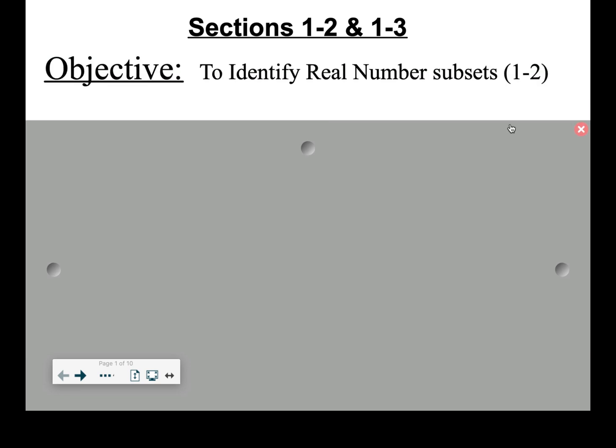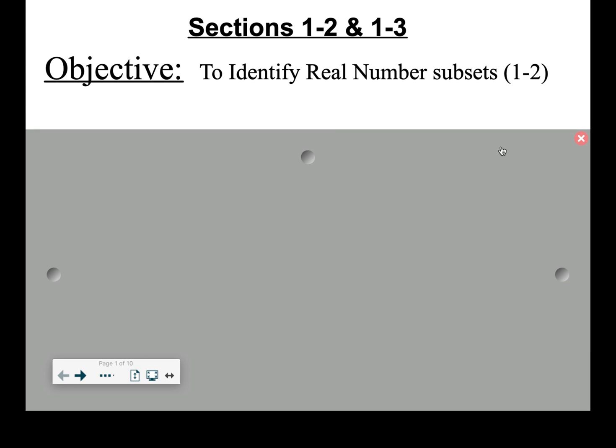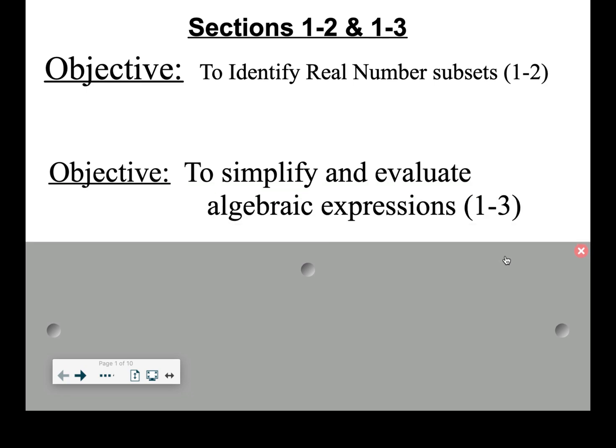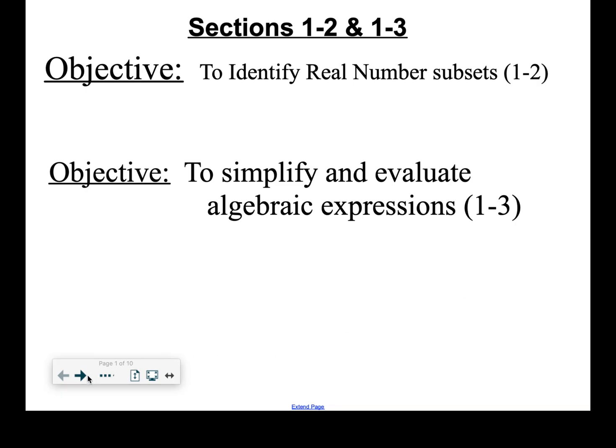So objective number 1 is we're going to try to identify real number subsets and their subsets, which that's Section 1.2. And then Section 1.3, we're going to take a look at quickly, and that is to simplify and evaluate algebraic expressions. And you've done that. We'll talk about it. I'll show you some examples. Hopefully it should not be any real big deal at all.